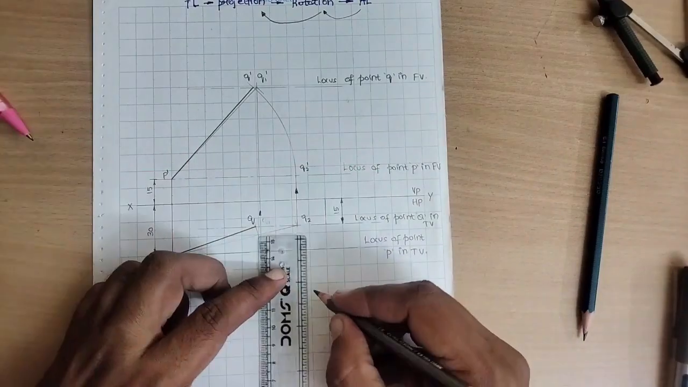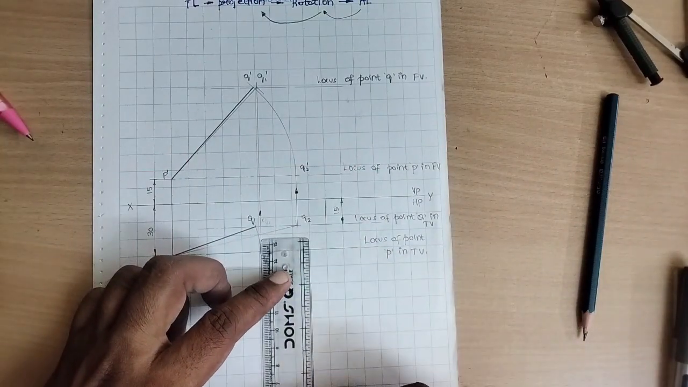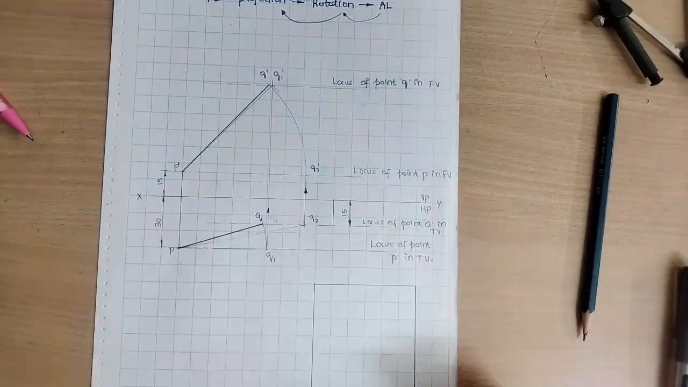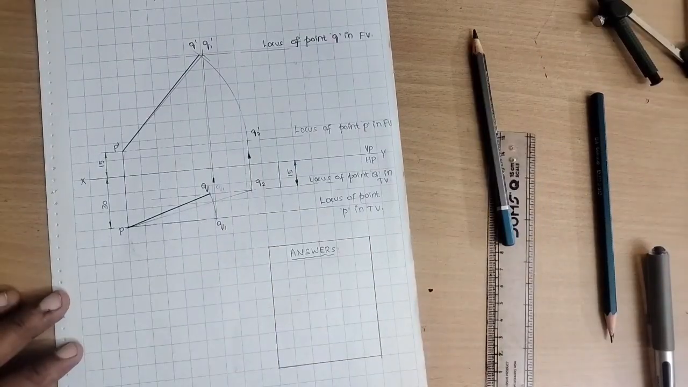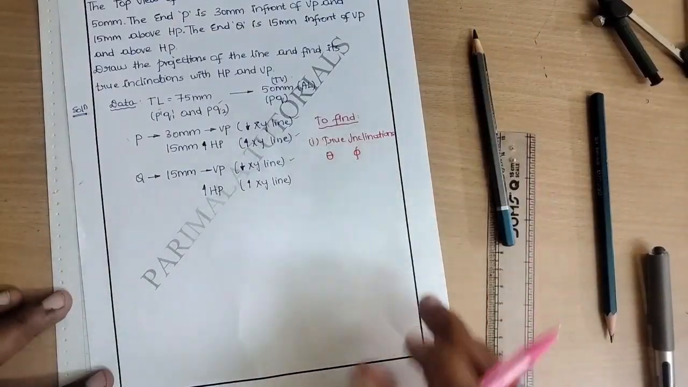Let us conclude it. Within a box towards the right bottom corner of the sheet, go for the answers. So what is it that they have asked you to find out here? Only thing is the true inclinations.